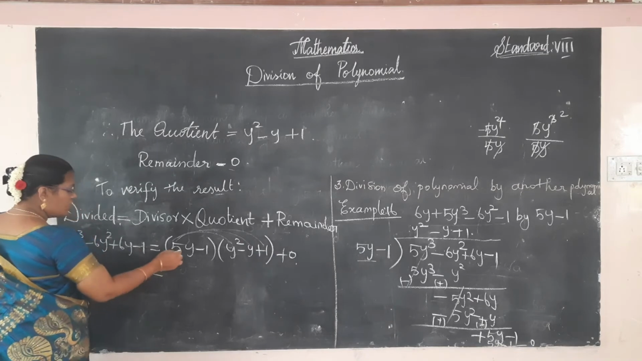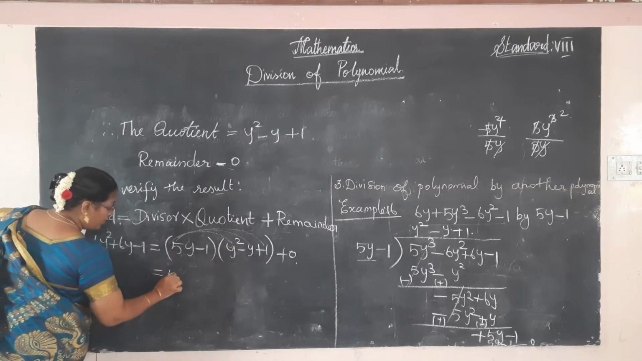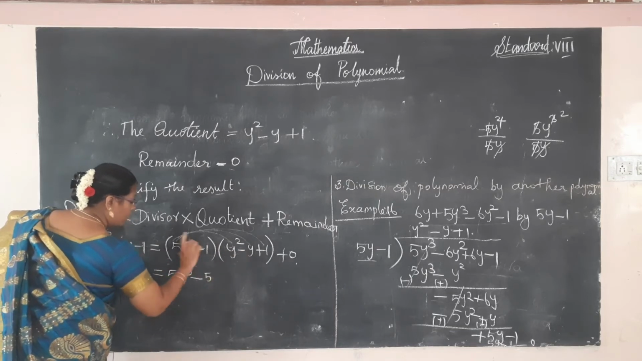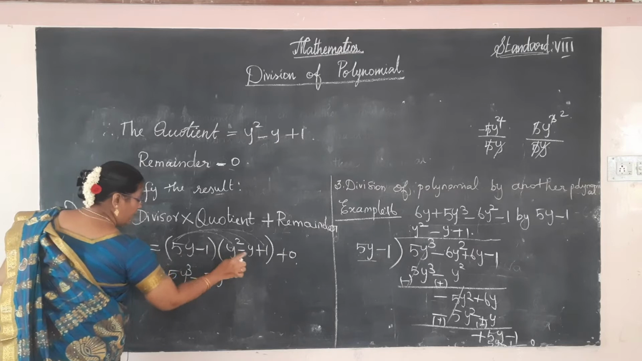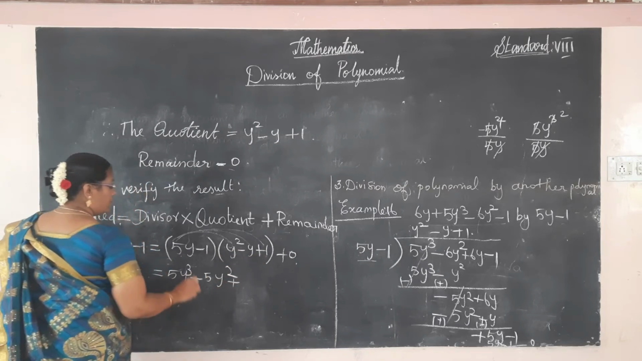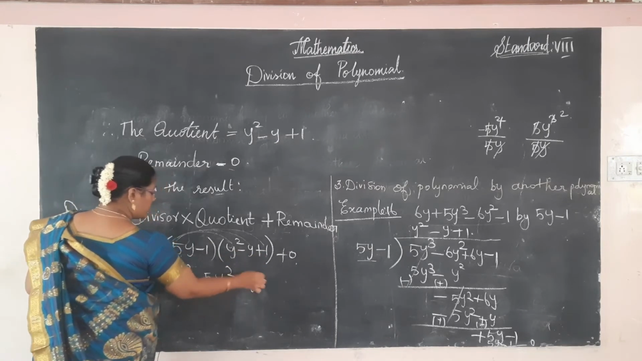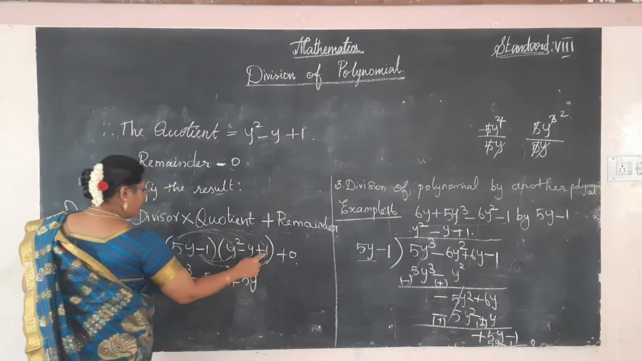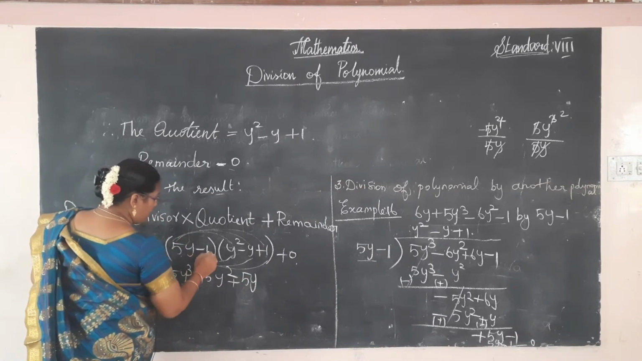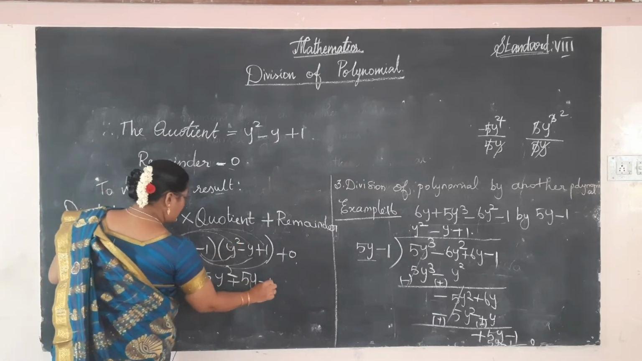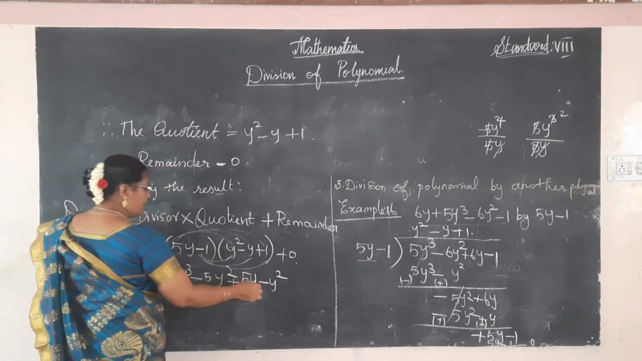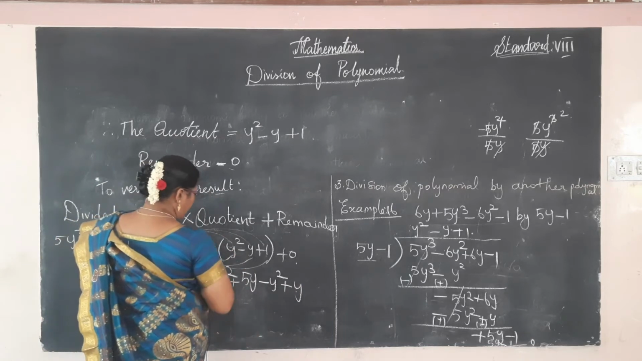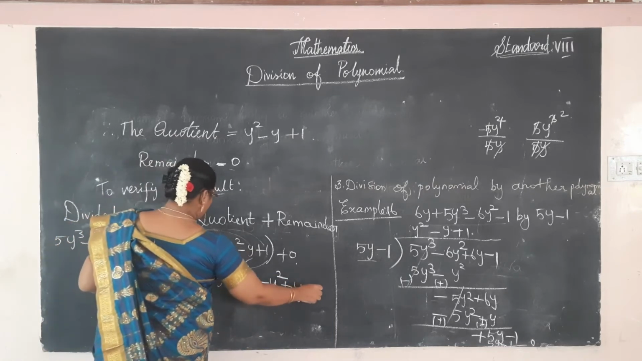So 5y into y square is 5y power 3, and next, minus 5y into y square, and 5y into 1. Positive values multiplied, we get the positive value. Now multiply the next term by each term of this quotient. So minus 1 into y squared is minus y squared, minus into minus is plus y, and then minus into plus is minus 1.